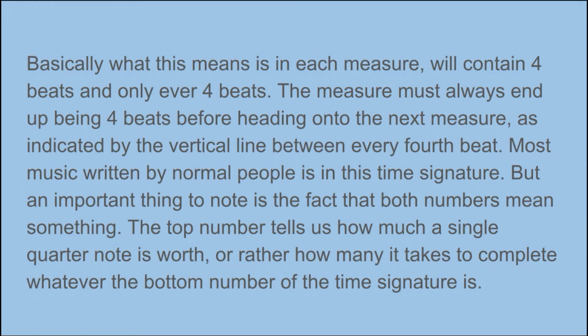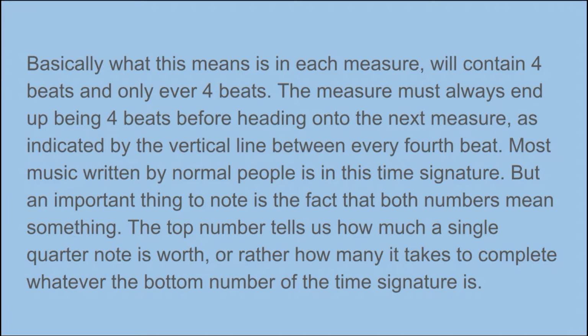Take your time. Basically, what this means is each measure will contain 4 beats and only ever 4 beats. The measure must always end up being 4 beats before heading on to the next measure, as indicated by the vertical line between every 4th beat. Most music written by normal people is in this time signature, so you don't have to worry about that too much. But an important thing to note is the fact that both numbers mean something.